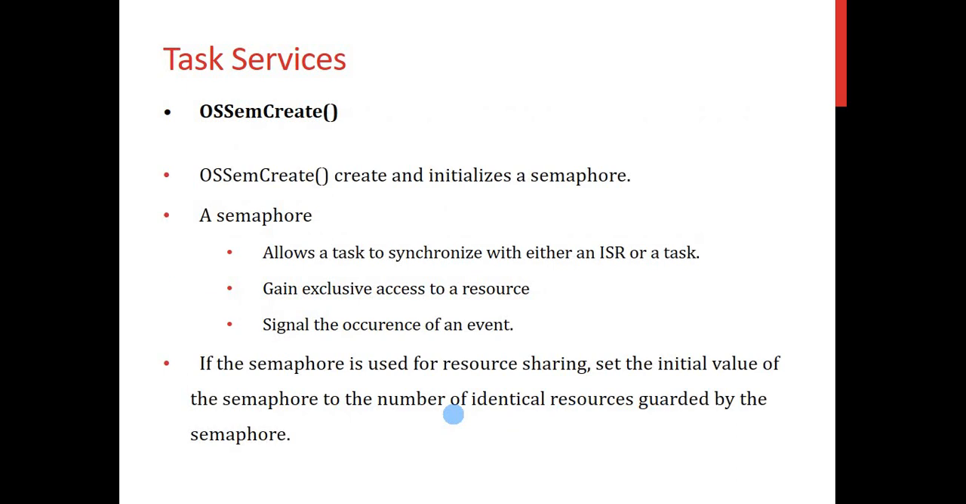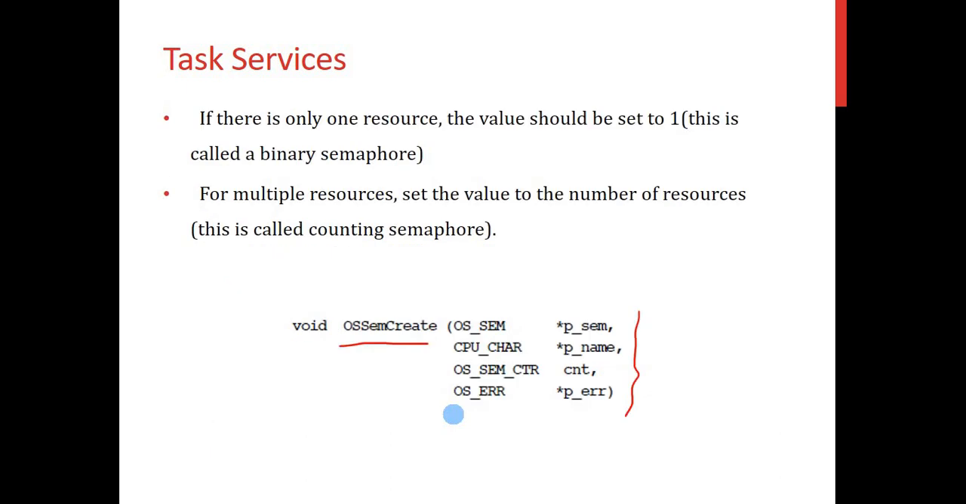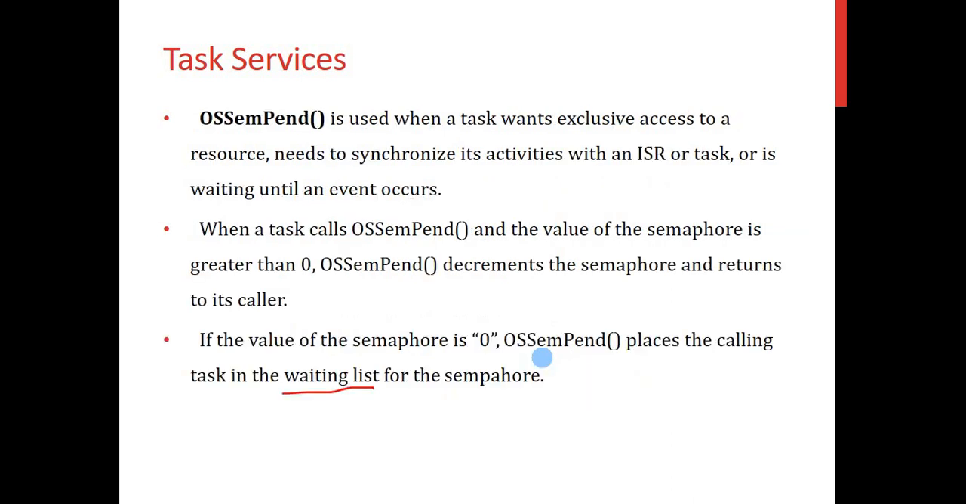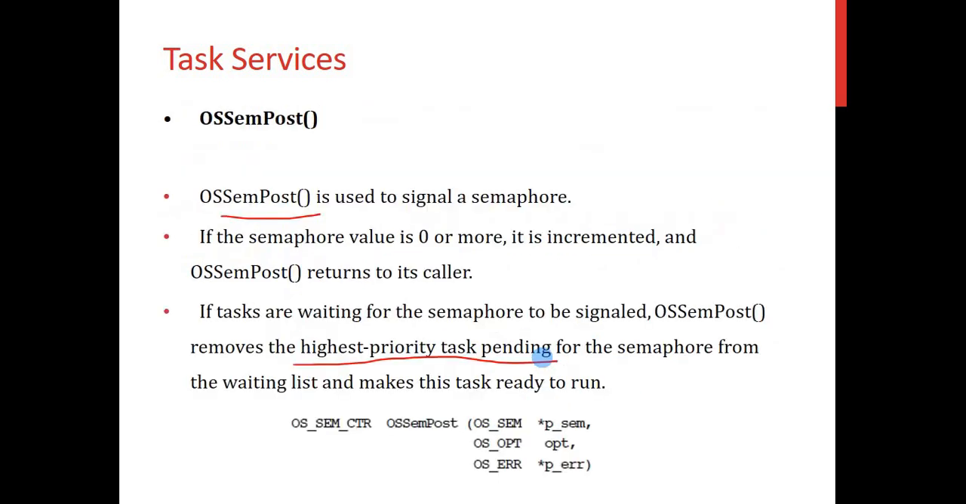Okay, just now we talked about semaphore. So the way I can create a semaphore is called OSSemCreate. When you call OSSemCreate, you again provide some parameters, and you provide the initial count value to know what is the initial count of the semaphore. To take the semaphore is OSSemPend, as we have discussed, and OSSemPost is to give the semaphore.